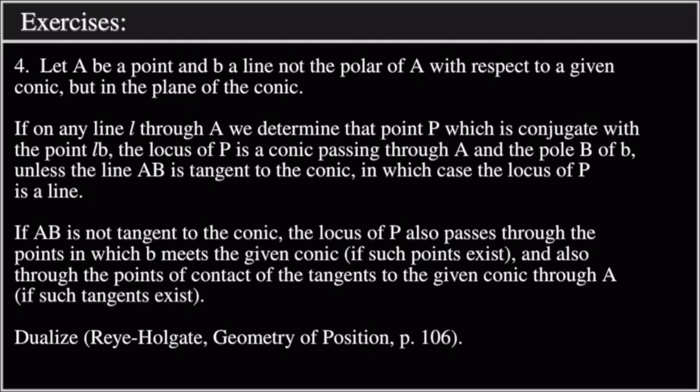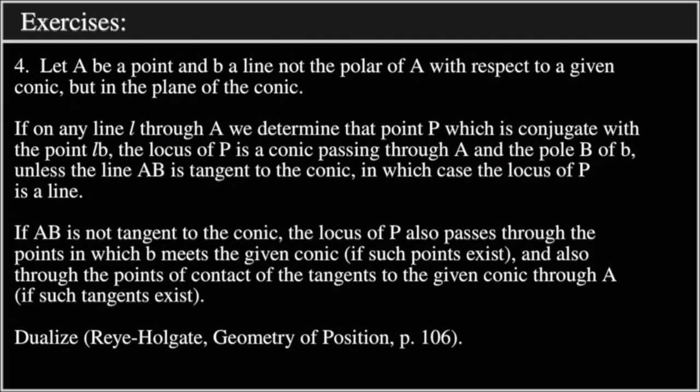4. Let A be a point and B a line not on the polar of A with respect to a given conic, but in the plane of the conic. If on any line L through A, we determine a point P, which is conjugate with the point LB, the locus of P is a conic passing through A, and the pole B of B, unless the line AB is tangent to the conic, in which case the locus of P is a line.